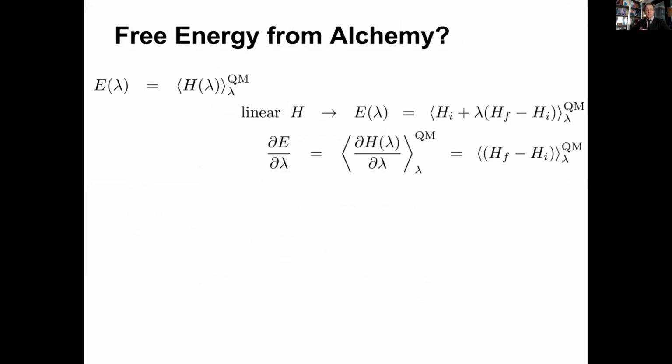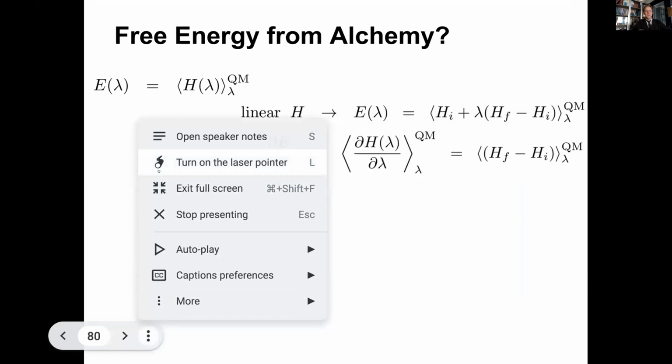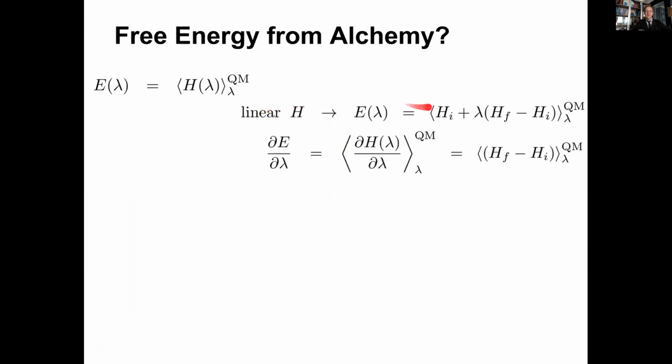We would like to discuss now the case of not only electronic changes, but also compositional changes and the corresponding free energy changes. So if we assume this linear Hamiltonian here, then we can get the derivative as the expectation value of the Hamiltonian difference.